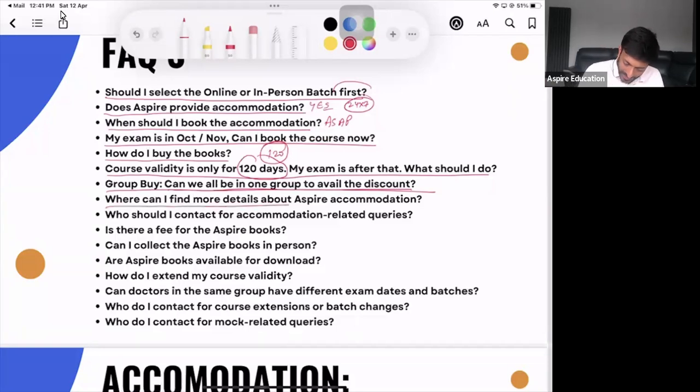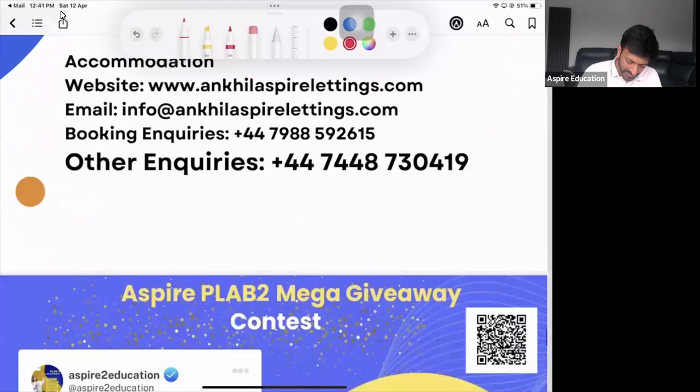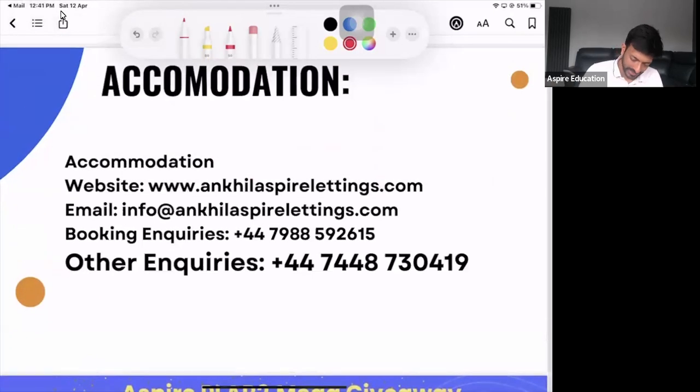And where can I find more details about Aspire accommodation? So these are our details. For any inquiries, this is the phone number for booking inquiries or any other inquiries. And you can email info@ankhilaspirelettings.com. Our website is www.ankhilaspirelettings.com. So you'll be able to see all the different kinds of accommodation that we have got, and you can book it accordingly, right? More than 28 days, 3 days free.